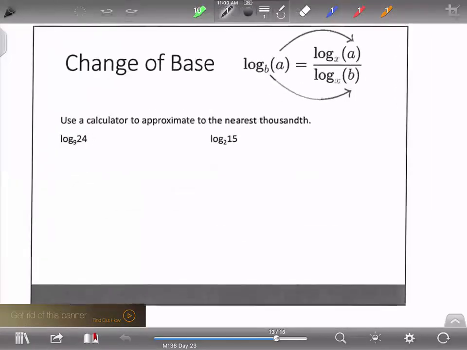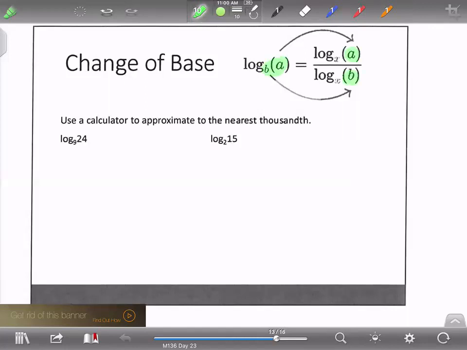Next thing you need to know is the change of base formula. If you're given a logarithm, so log base b of a, in order to type that into your calculator, you need to take log of a divided by log of b. So whatever happens to be in these two positions get moved up here and up here.